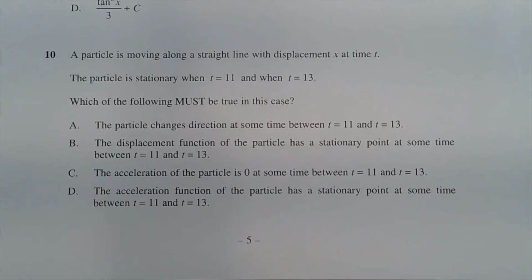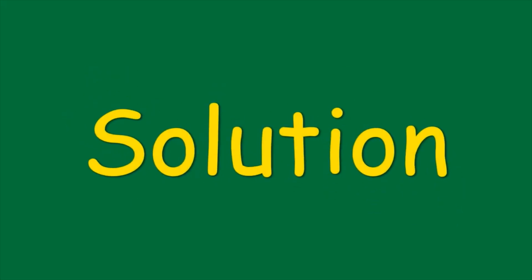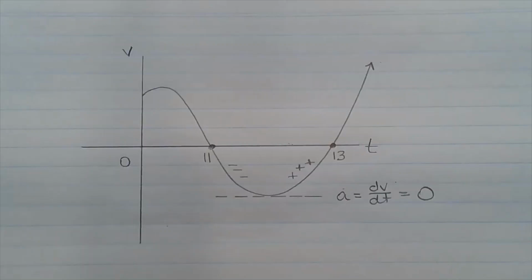Question 10. A particle is moving along a straight line with displacement x at time t. The particle is stationary when t equals 11 and when t equals 13. Which of the following must be true in this case? It is given that the particle is stationary when t equals 11 and t equals 13. That means the velocity of the particle equals 0 when t equals 11 and t equals 13.